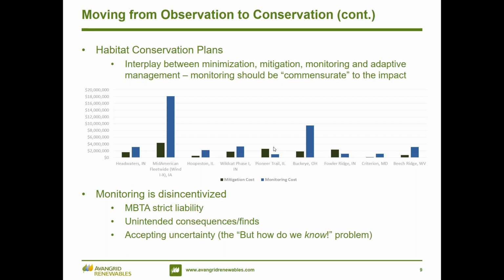And finally, there seems to be an increasing difficulty in accepting uncertainty as it relates to wildlife monitoring. But how do we know a problem, or to Chris's term, to know-ish? When the burden of proving certainty falls on the industry, it seems like there's no acceptance of uncertainty or a weighted evidence approach.